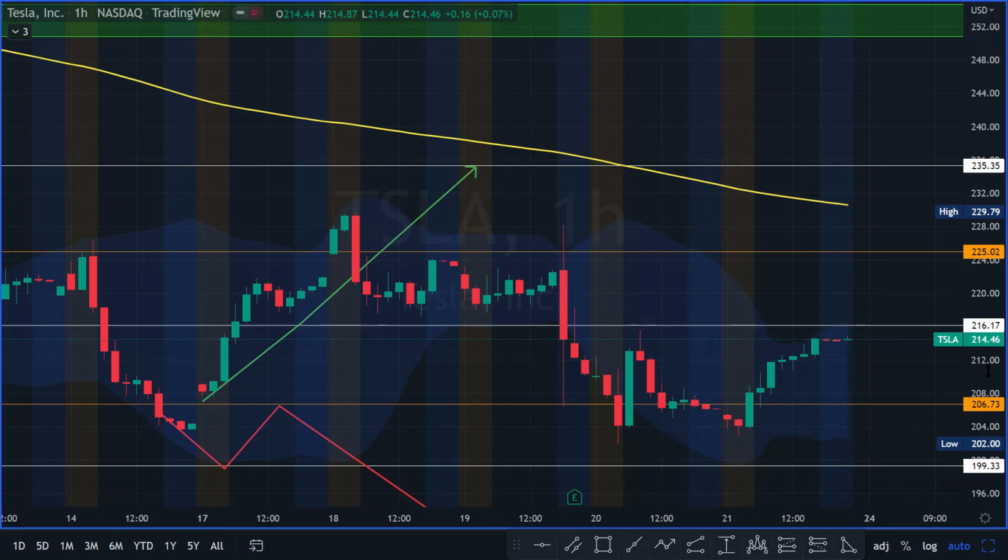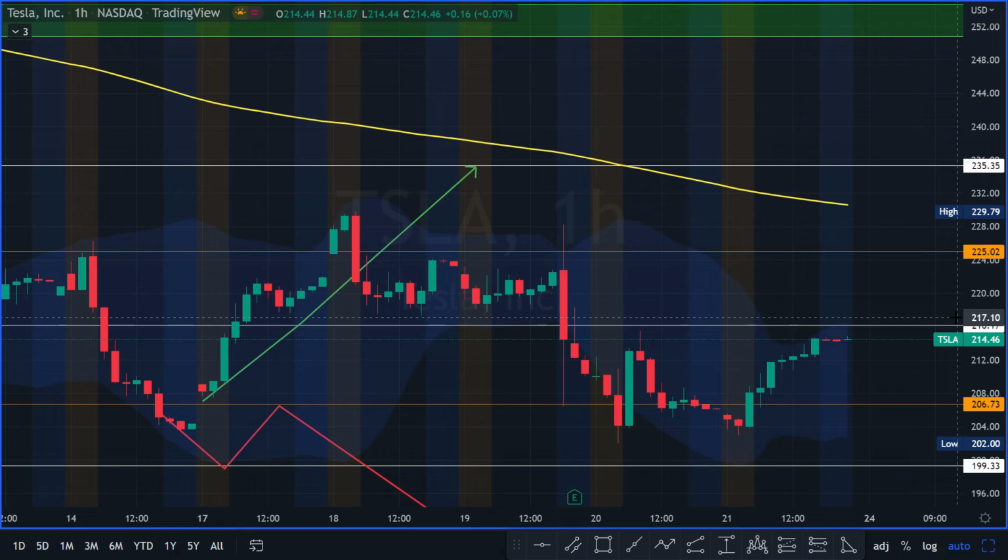So same thing for this week. Prepare ourselves for two scenarios. If we get an open above 216.17, of course, again, I see us running back to our 225.02 level and possibly to our 235.35. But for now, all we'll do is just play from level to level. So from 216.17 to 225.02, and if we get a break above the 225.02, then we can see our 235.05.